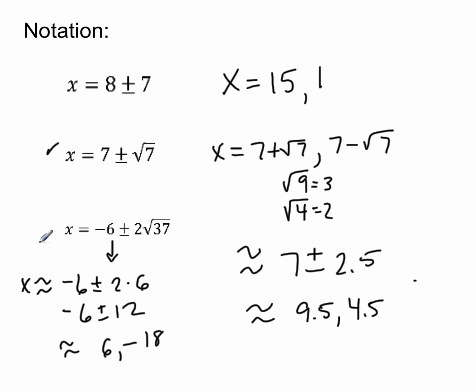Realistically, you're going to leave your answer like it is in these two. This one here, you would actually write 15 and 1 just because it's a whole number. But these two, you would leave your answer in simplest radical form.